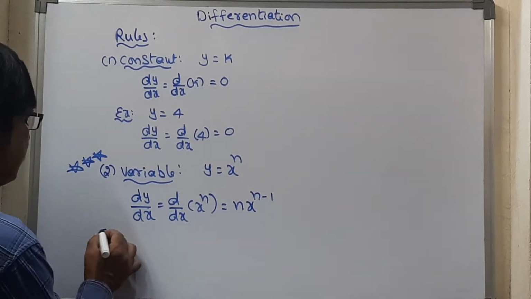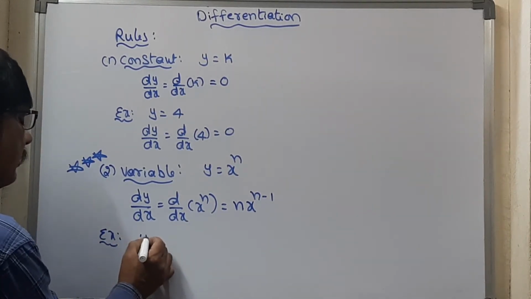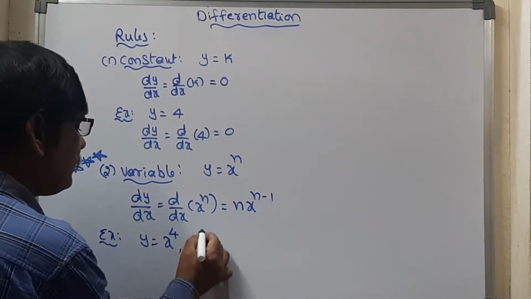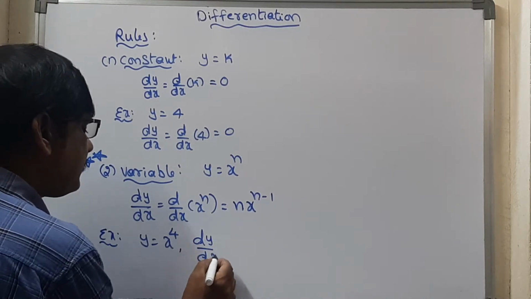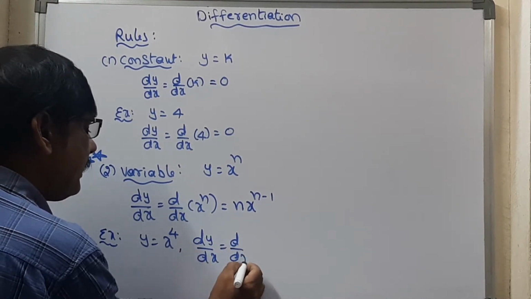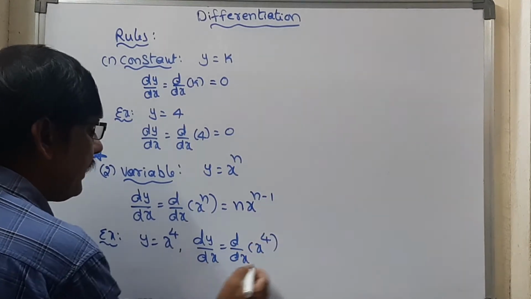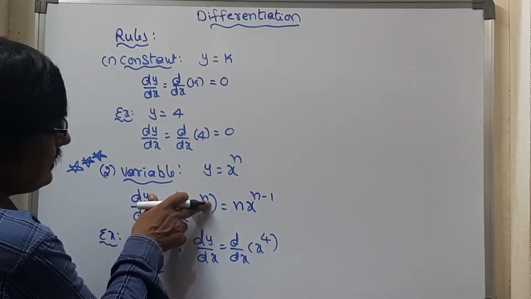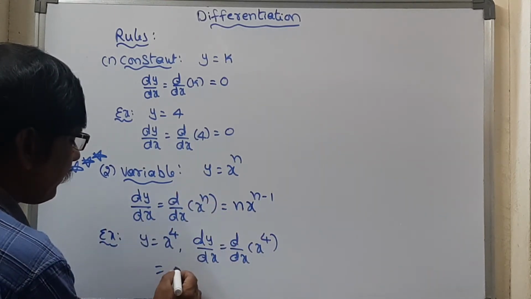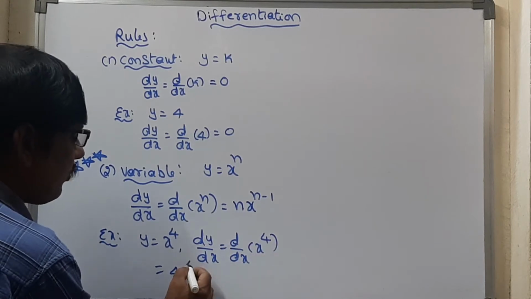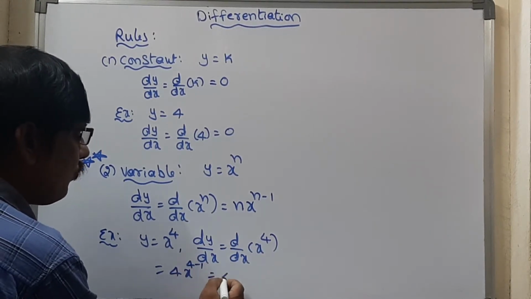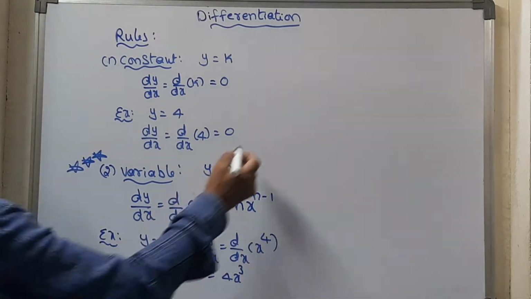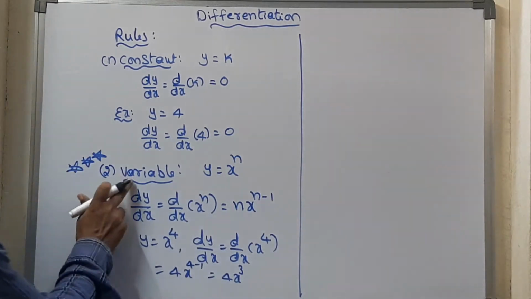Now let us take one example. For example, y is equal to x power 4. So how can we write the differentiation form? Dy by dx is equal to d by dx of x power 4. That is equal to, what we have discussed, d by dx of x power n is equal to n into x power n minus 1. This 4 is there, 4 into x power 4 minus 1. Then what you will get now? 4x power 3, of course that is 4x cube. Did you get it? In this way we can take. And that is about the variable.